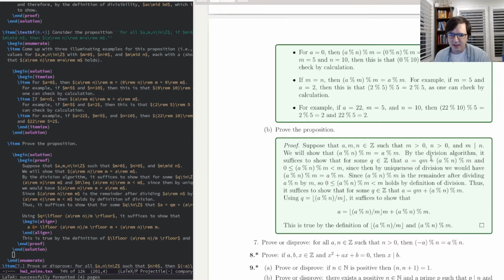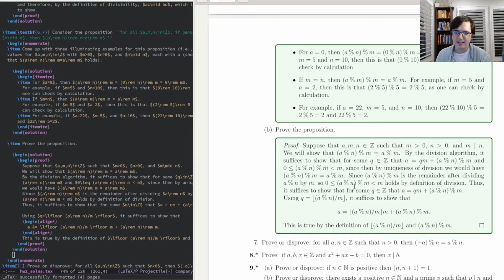Okay, let's just read through again. So we suppose that a, m, and n are integers. Those are the right hypotheses, and we want to show this. By the division algorithm, it suffices to show for some q that we want this to be the remainder, so it has the two properties. Since then, by uniqueness of division, we would have that this number that we have on hand is the remainder, using that symbol.